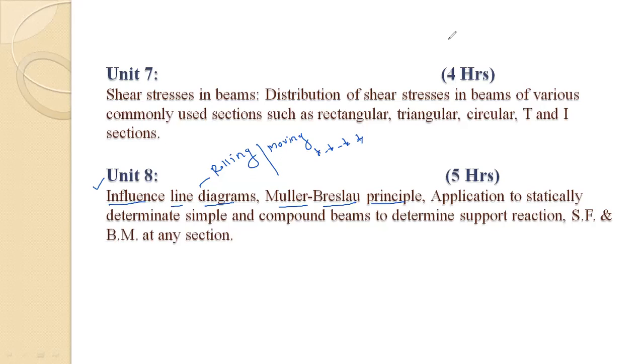These are the 8 units we have to study in this Introduction to Solid Mechanics subject. There are 2 sections, section 1 and section 2. In section 1 there are 4 units, and in section 2 there are 4 units. So total 8 units are there.